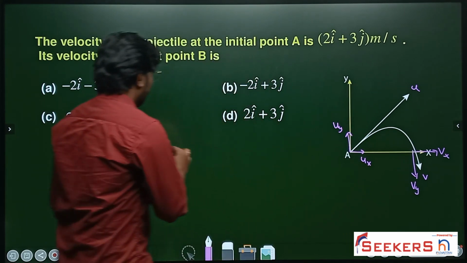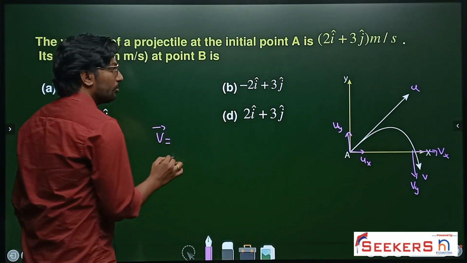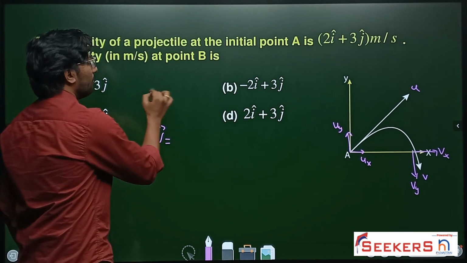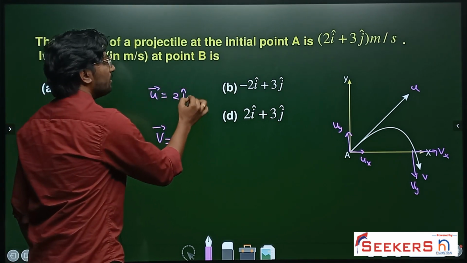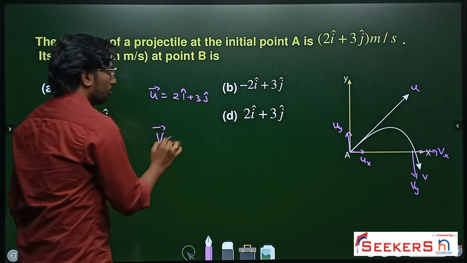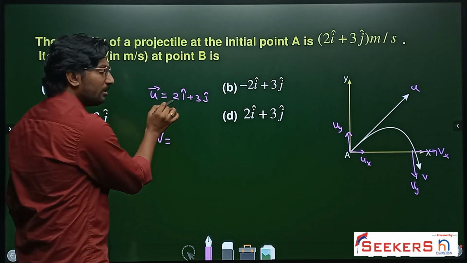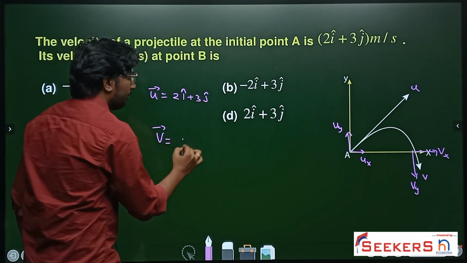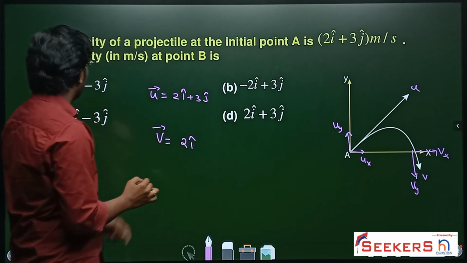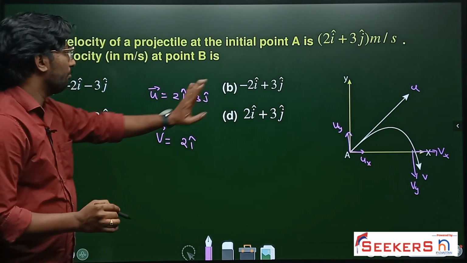So therefore final velocity should have the same. So what is initial velocity is given as 2i cap plus 3j cap. So initial velocity, final velocity, in that the x component will stay as it is. That means this will also be 2i cap. So you can eliminate the options A and B.